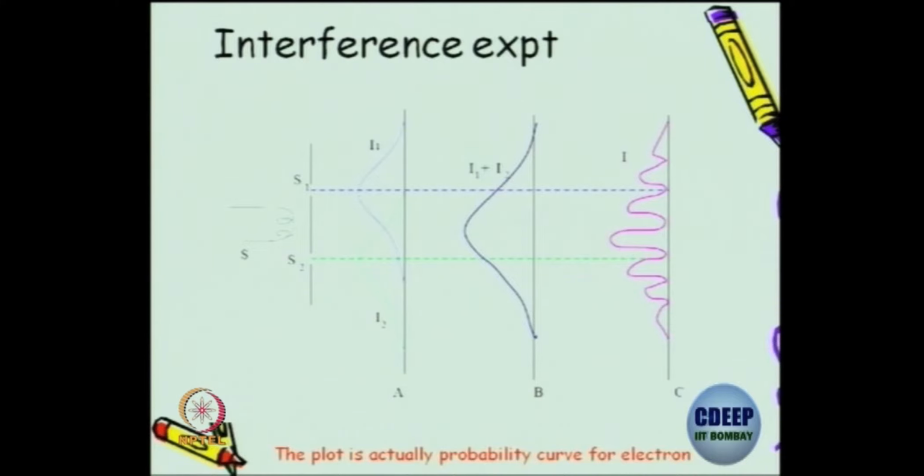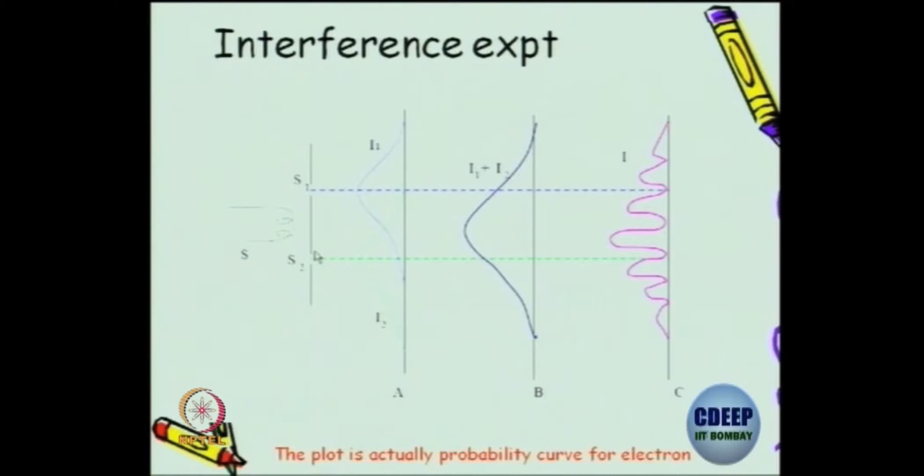And here you have two sources, and suppose you shut one of the sources, you will have this blue line for light coming through S1, similar intensity. Similarly, if I shut S1, you will have a green line due to the light coming through the source S2, the slit S2.